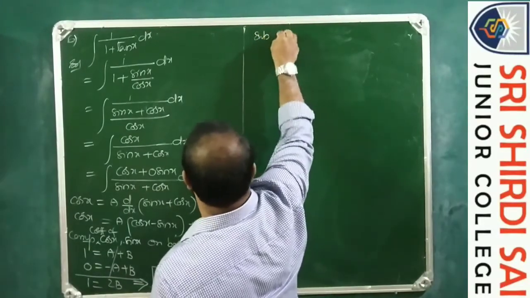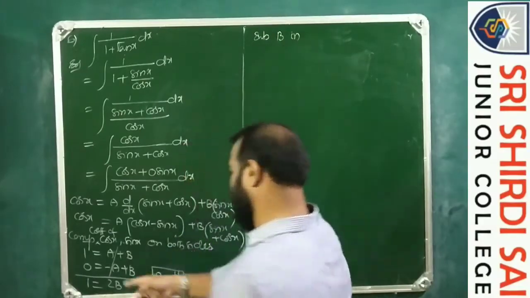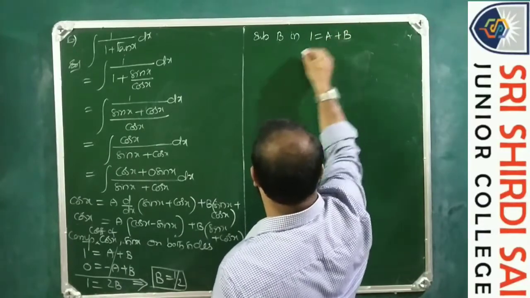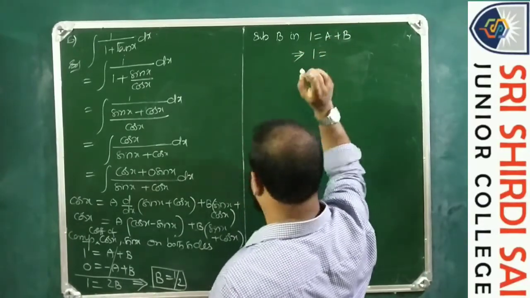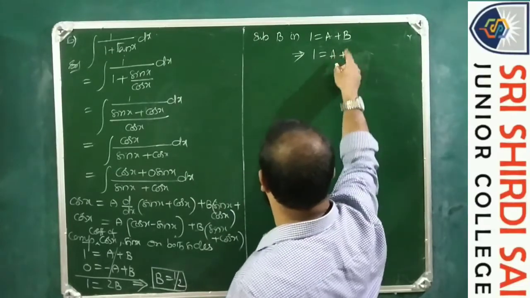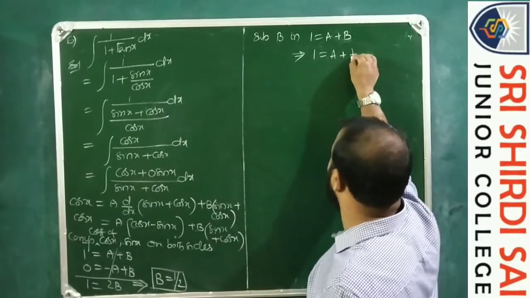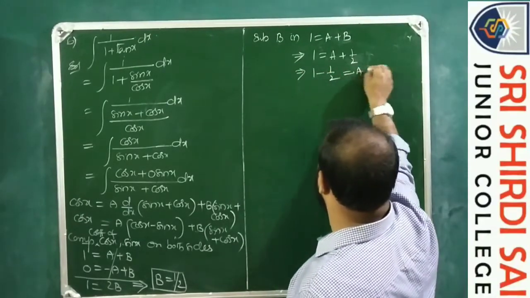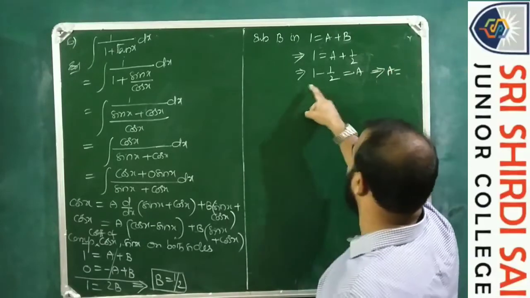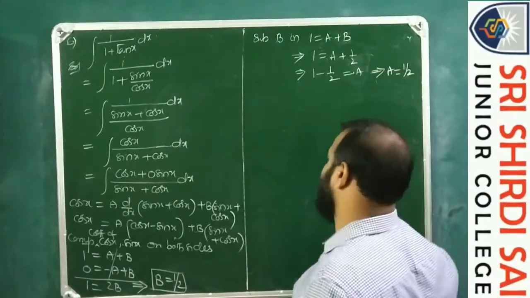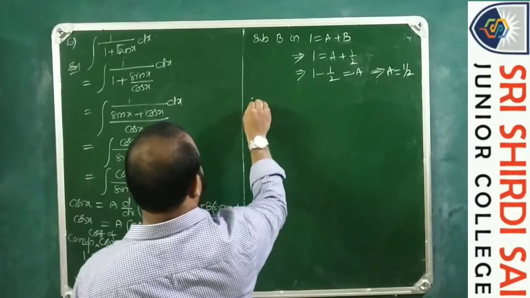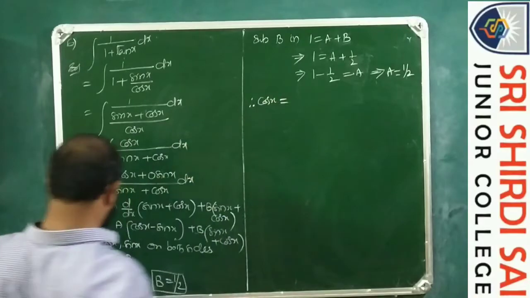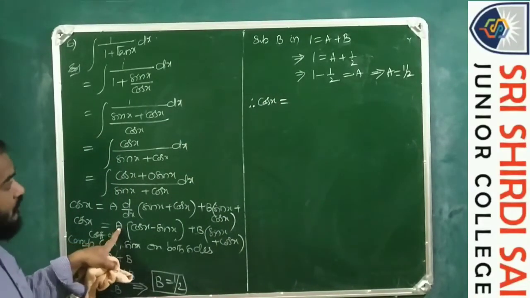Substituting b in any one of these equations, 1 is equal to a plus b. We will get 1 is equal to a plus b, where the value of b is 1 by 2. So 1 minus half is equal to a. Therefore a is equal to 1 minus half, which is half. Therefore cos x is equal to a value of half.